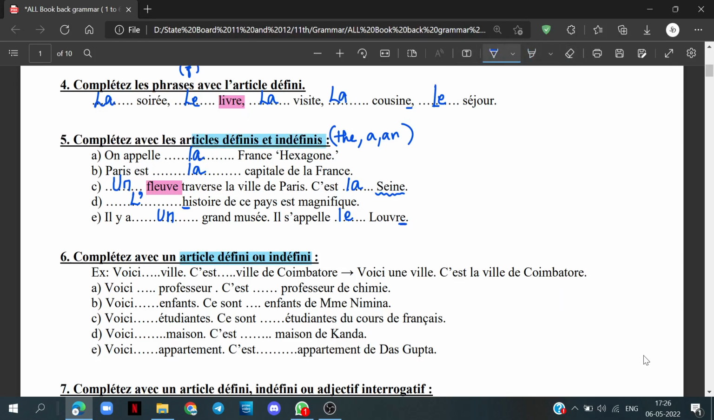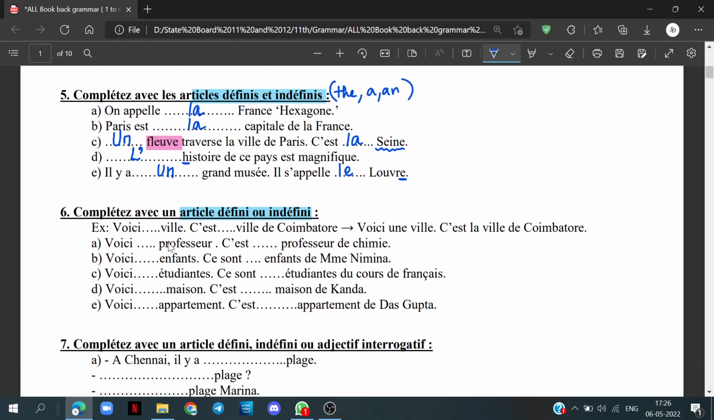Okay, in this exercise, it's quite simple because you have an example given here. Voici une ville, c'est la ville de Coimbatore. So here is a city. It's the city of Coimbatore. When you do not specify, it is the indefinite article. If you specify where it is situated, or to whom the object or the place belongs, then you have to use the definite article.